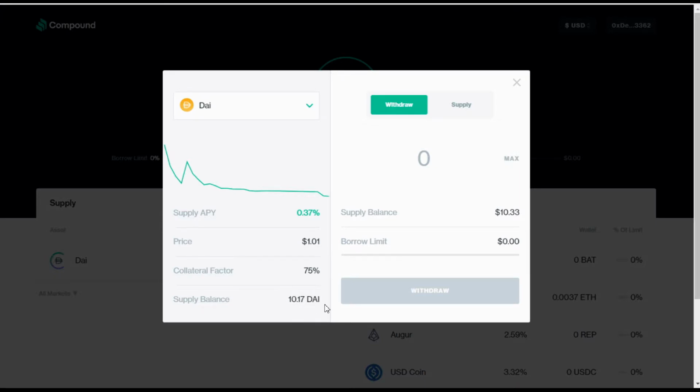I put 10 DAI in there, and since then we have earned, what's that, 17 million, sort of the low denomination of DAI. I'm not sure what that is. I don't believe it's Satoshis. It could be Daitoshis. I don't believe it is though. I'm just making that up. So anyway, basically we've made 17 million of whatever the lower denomination of DAI is.